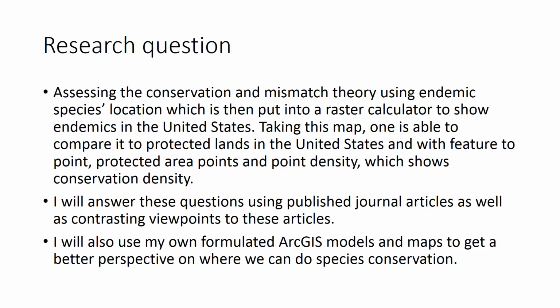This brings me to my research question, in which I will assess the conservation and mismatch theory using endemic species location, which is then put into a raster calculator to show endemics in the United States. Taking this map, one is able to compare to protected lands in the United States, and with feature to point, protected area points, and point density, which shows conservation density. I will answer these questions using published journal articles as well as contrasting viewpoints, and I'll also use my own ArcGIS model maps.